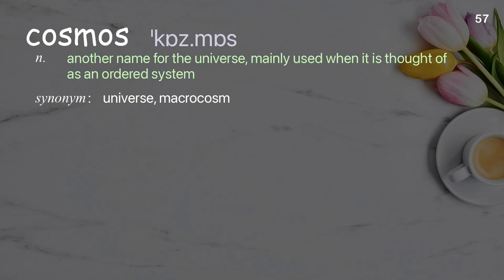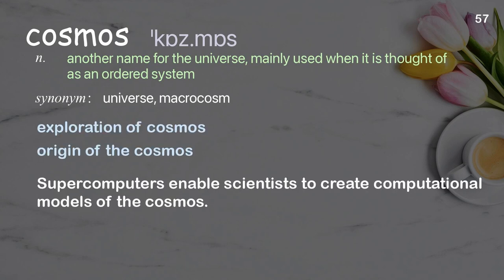Cosmos: another name for the universe, mainly used when it is thought of as an ordered system. Examples: exploration of cosmos, origin of the cosmos. Supercomputers enable scientists to create computational models of the cosmos.